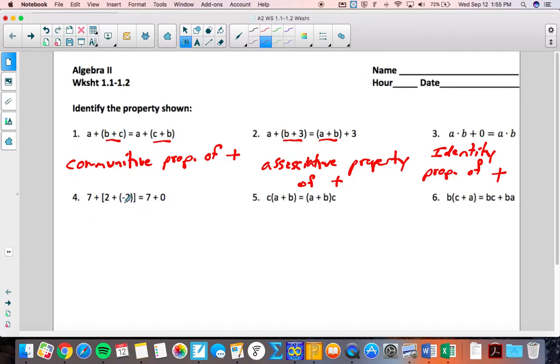What's the difference between the left side and the right side of number 4? I see on the left side we have this negative 2 plus 2. And on the right side we have 0. Well, 2 plus negative 2 does equal 0. And that's because you added inverses together. So that's the inverse property of addition.